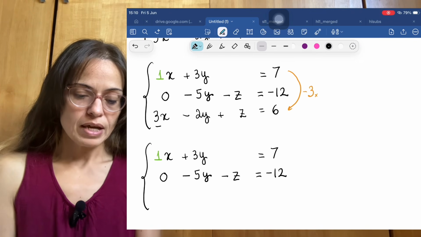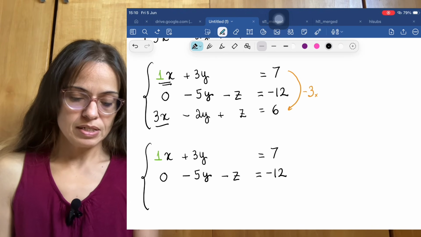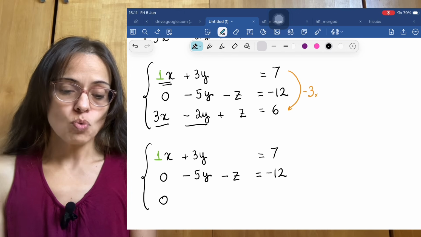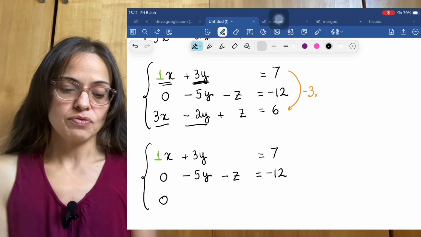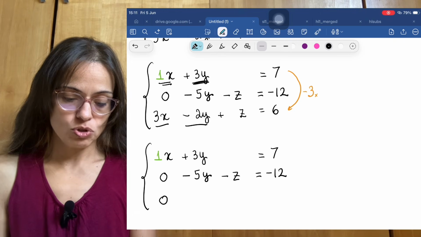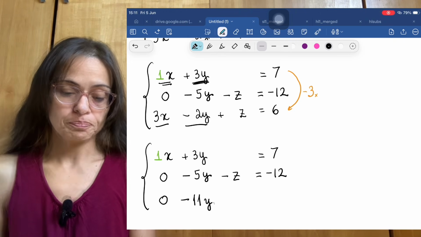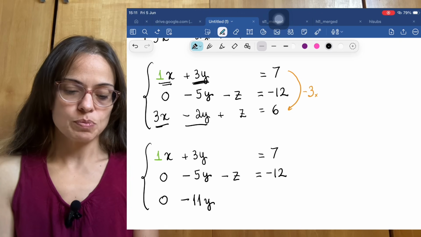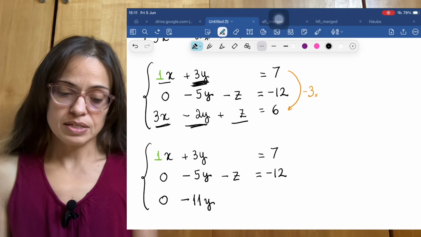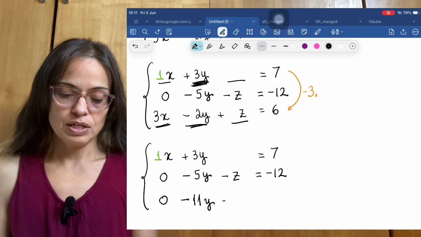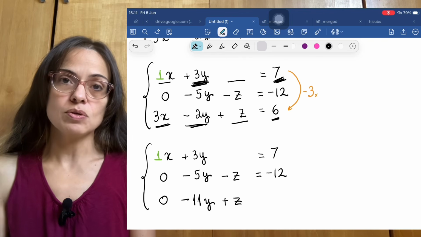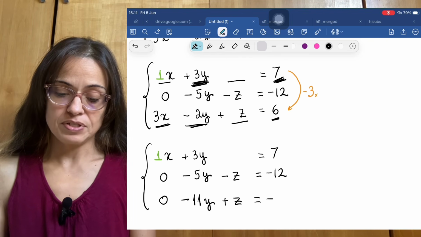Well, 3x minus 3 of these is 0, like we intentionally wanted it to be. Minus 2y minus 3 of these is minus 2y minus 9y. So that in total is minus 11y, because we're doing the entire line, okay? So it's this minus 3 of this, and then this minus 3 of this. Now this z minus 3 of nothing is just z, and 6 minus 21 is negative 15.